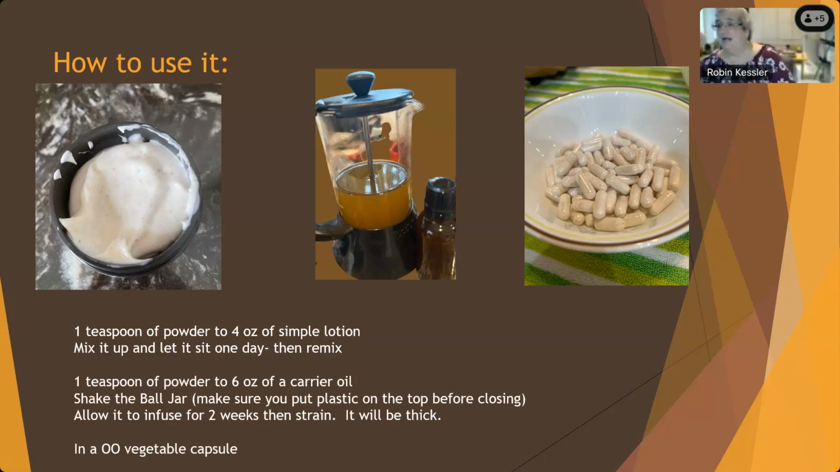Make sure you put, like I did, the plastic on top before closing because it is sticky. Allow it to infuse for about 2 weeks and then strain it. It will be thick. So as you see, I strain in a coffee press.